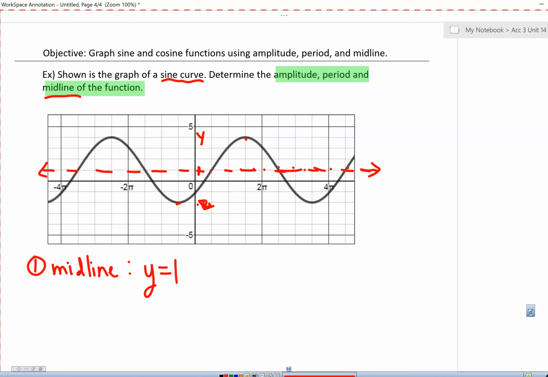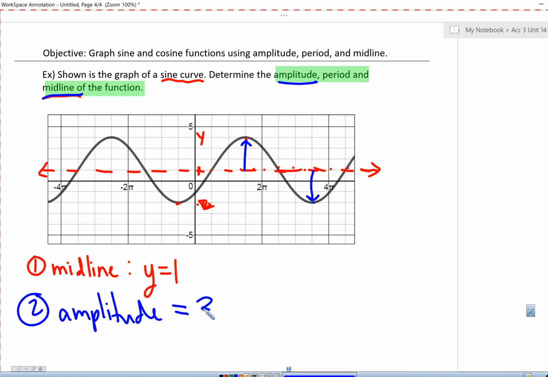Now the next thing we're going to take a look at is the amplitude. Our amplitude is directly related to our midline in that we need to know where the midline is in order to do the amplitude one way, or we could do the math using the maximum and the minimum. So for our amplitude, one way would be to measure from our midline to a maximum, which would be 3 units, or from our midline to a minimum, which would be 3 units.